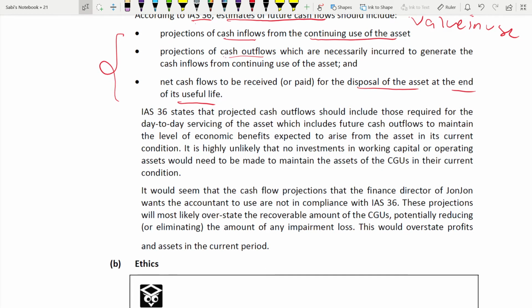Next, IAS 36 states that projected cash outflows should include those required for the day-to-day servicing of the asset, which includes future cash outflows to maintain the level of economic benefits expected to arise from the asset in its current condition.